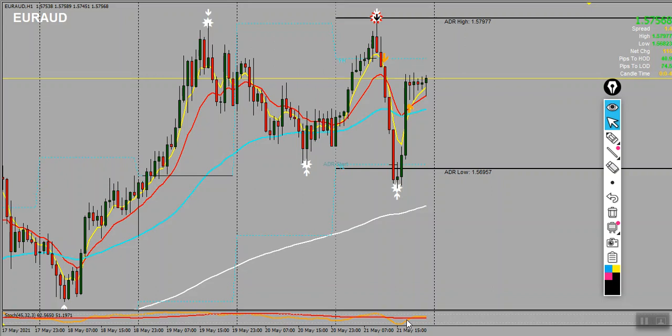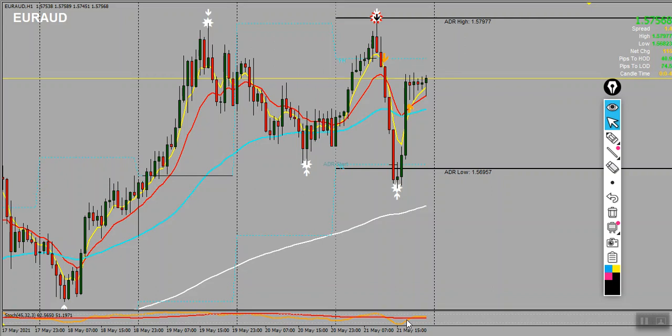Today is a Saturday. We are going to be reviewing what happened during the week of the 17th to the 21st of May, trading using the entry magnifier. Remember, this is only a trading tool to help you with your entries and exits in the market.